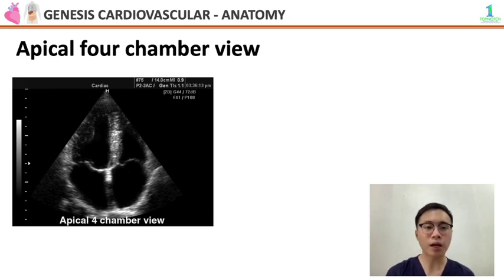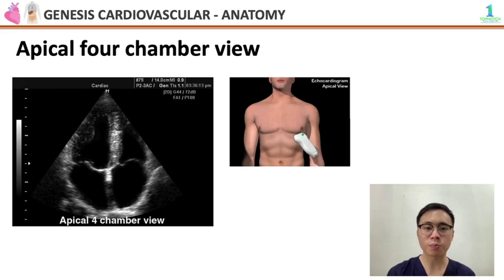We said, apical view. The apex is expected to be in the fifth intercostal space, mid-clavicular line. That's why if you look at this picture, you can see that the probe is placed immediately below the nipple. Because we know that the nipple is around the fourth intercostal space. Below that would be the fifth. So, the apex is roughly around that area.